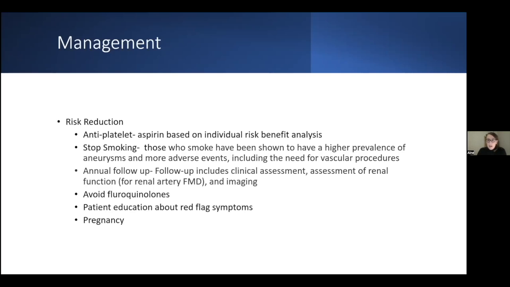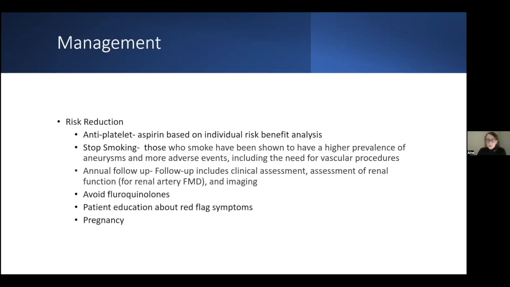We recommend an annual follow-up. So this would include a clinical assessment with whichever specialist is managing your disease. We recommend an assessment of your kidney function if you have a renal manifestation of FMD. And again, depending on where you are in your disease, whether you're at the start, we would recommend head-to-toe imaging, or if you have a certain vascular manifestation that requires annual or serial imaging, we would also recommend that.